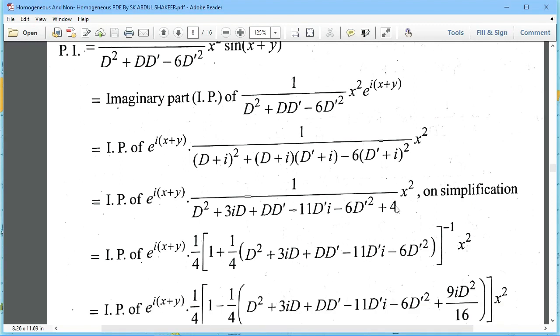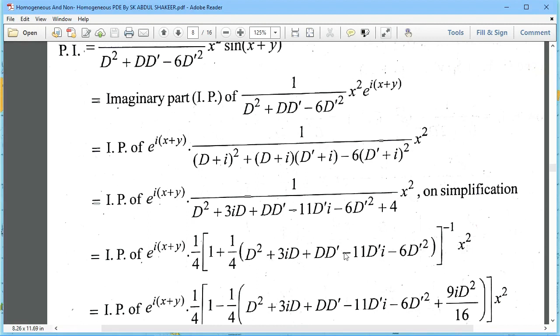Now writing the expression 1 by f(D), that is 1 by (1 plus r minus phi of D), as (1 plus r minus phi of D) whole power minus 1, by taking out the lowest degree term. Here the lowest degree term is 4. So taking out 1 by 4 as common, we will have the expression in the denominator as 1 plus phi of D. Now writing it as (1 plus phi of D) whole to the power of minus 1.